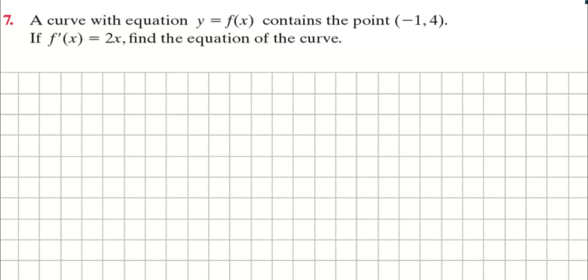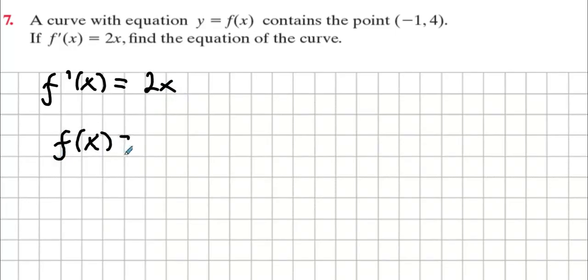The curve with equation y equals f(x) contains the point (-1, 4). The first derivative is 2x. Find the equation of the curve. So basically, guys, we have to integrate the first derivative to find the original function. So what happens when we integrate 2x? What do we get? x squared plus c, because there could have been a number there that we didn't know about.